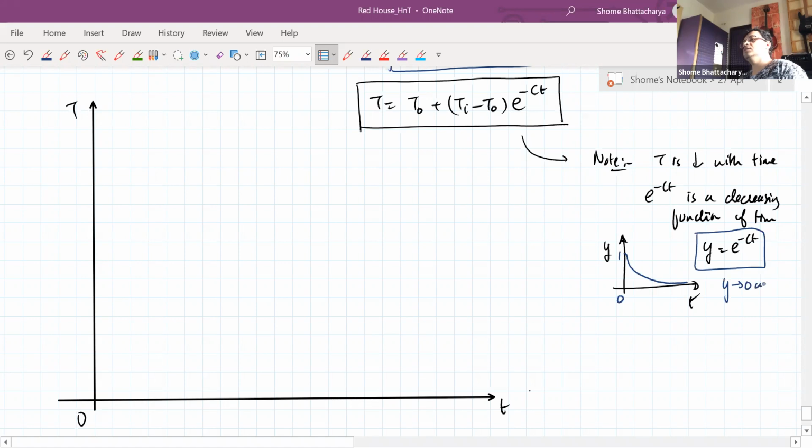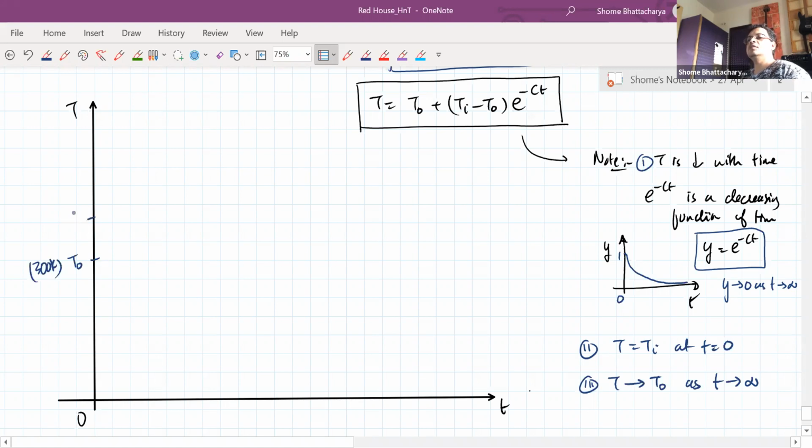y tends to 0 as t tends to infinity. So that's the first thing. According to that, you can see that T will be equal to Ti at t equal to 0, because this factor will be unity. And T will tend to become equal to T naught as t tends to infinity. So if this is my surrounding temperature T naught, which is let's say 300 Kelvin, and this is the initial temperature Ti, which was in that case 305 Kelvin.